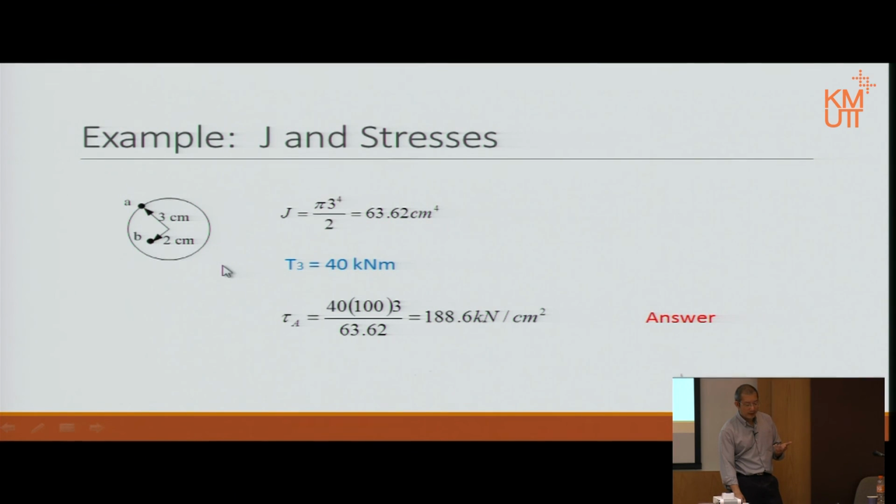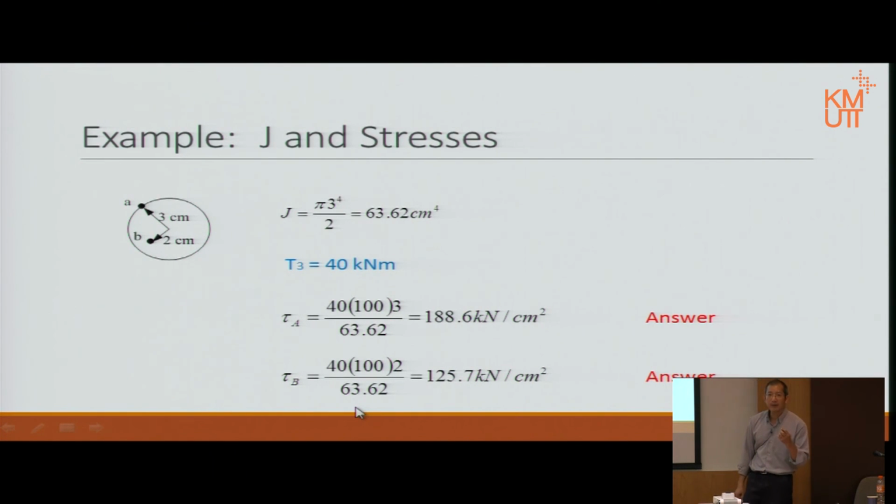For point B, then R is reduced to only 2. Notice J is still the same value, because although we look at the point where it's 2 centimeters, J is calculated from the total area. It isn't affected by the point you're looking at. As long as it's on the same cross-section area, J is the same. So we have found the 2 shear stresses we were asked to find.